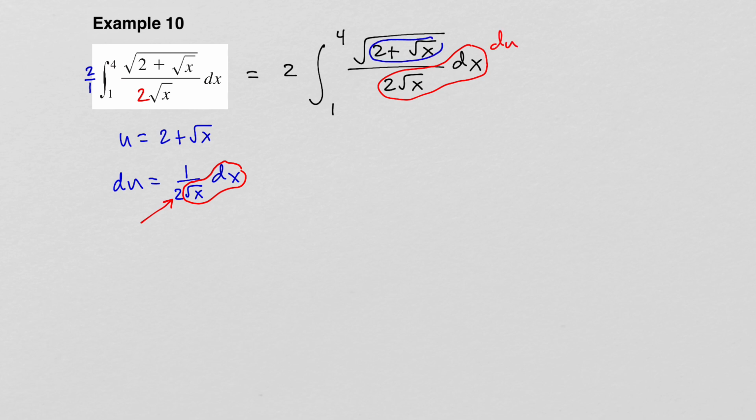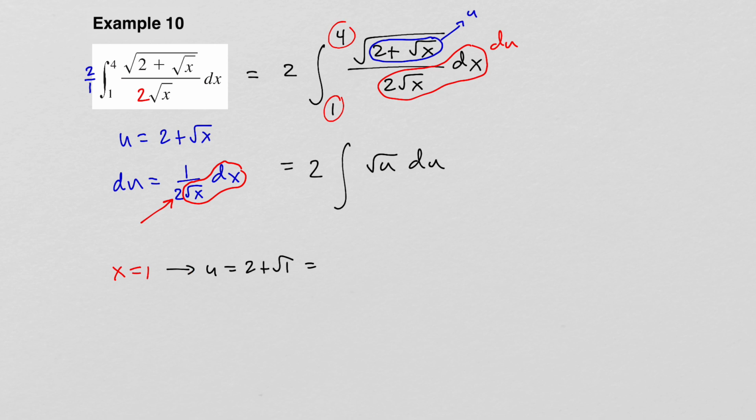2 plus the square root of x, that's going to be u. And so this becomes 2 integral square root of u times du. Look how nicely that's simplified. Now we got to work on these limits. And so if x is equal to 1, we know that u is going to be 2 plus the square root of 1, which is 3.